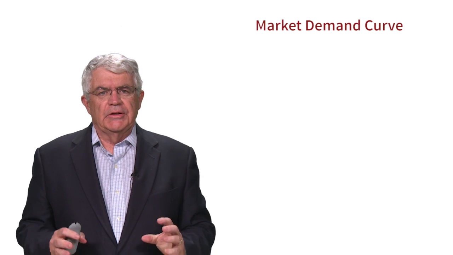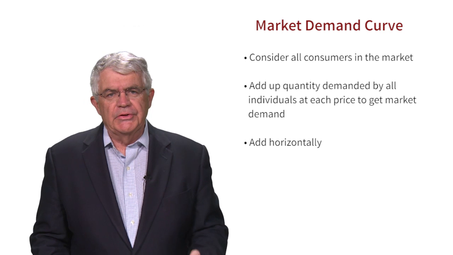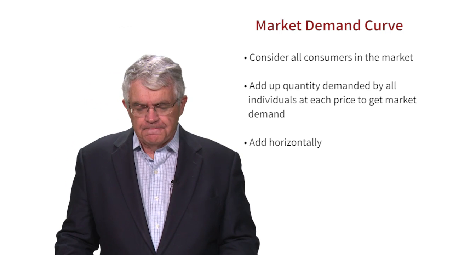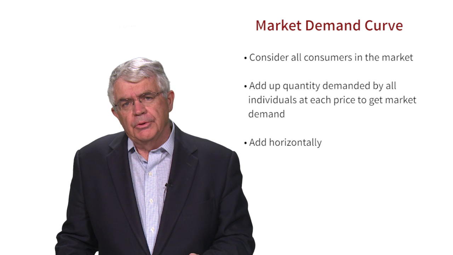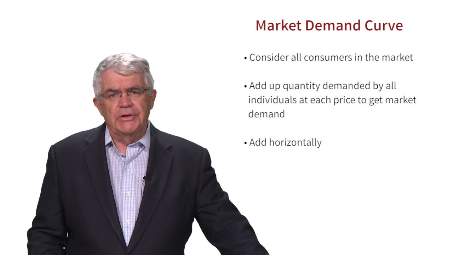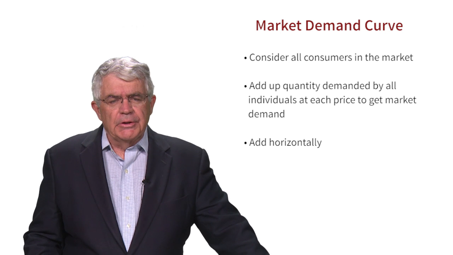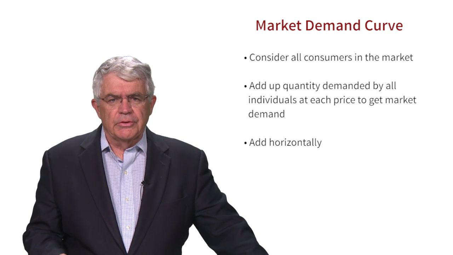To use this idea for the market as a whole, and remember that's where we're going, we're deriving a market demand curve, we want to consider all the consumers in the market, just like we've considered one. We want to add up all the amount they consume, add up the quantity demanded by all the individuals at each price to get the market demand. And we're going to add horizontally to do this. So I want to illustrate that with a little diagram.